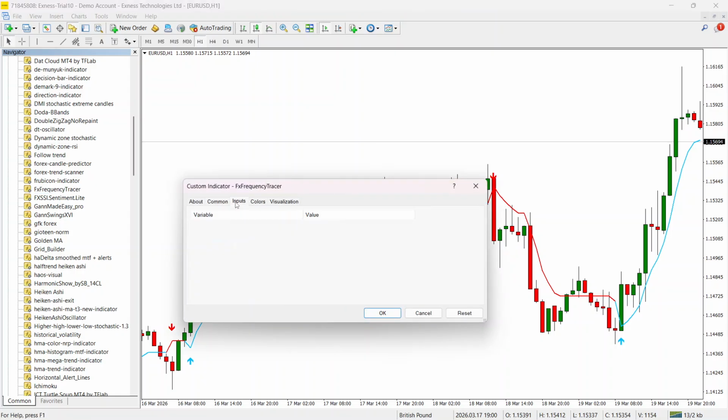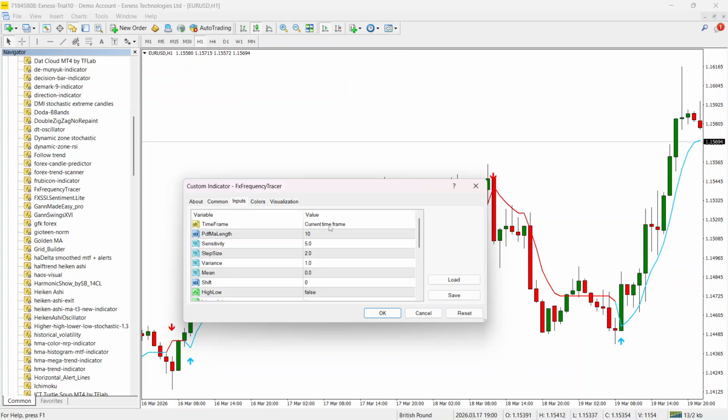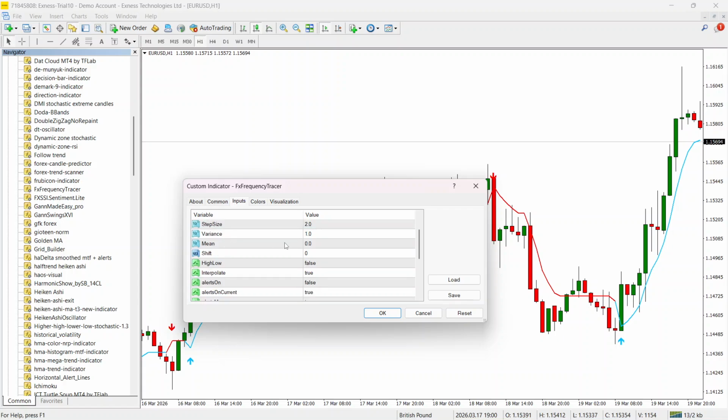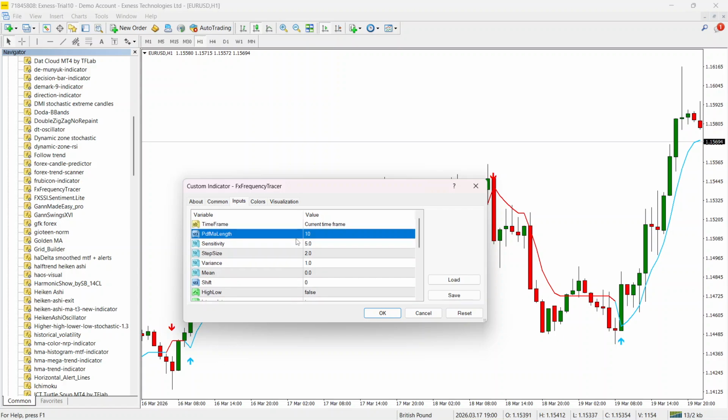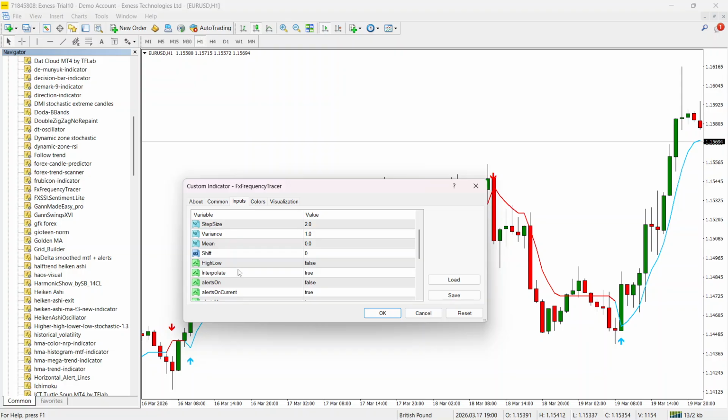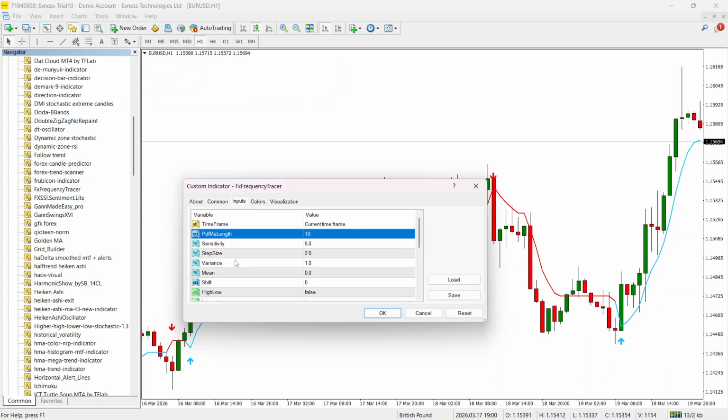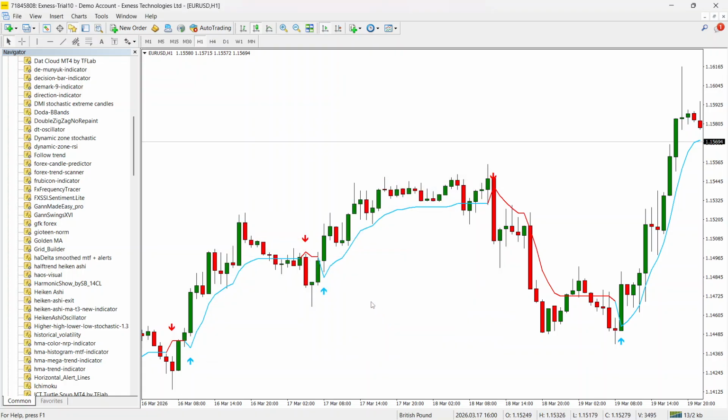Now, if you look at its inputs, we have the time frame that the indicator works on. We have the length for the moving average. We have the sensitivity and the step size. These parameters control the sensitivity of the indicator, making it more responsive, meaning it includes noise, or less responsive, meaning it smooths out the noise. You can also change the color of the indicator in the settings.